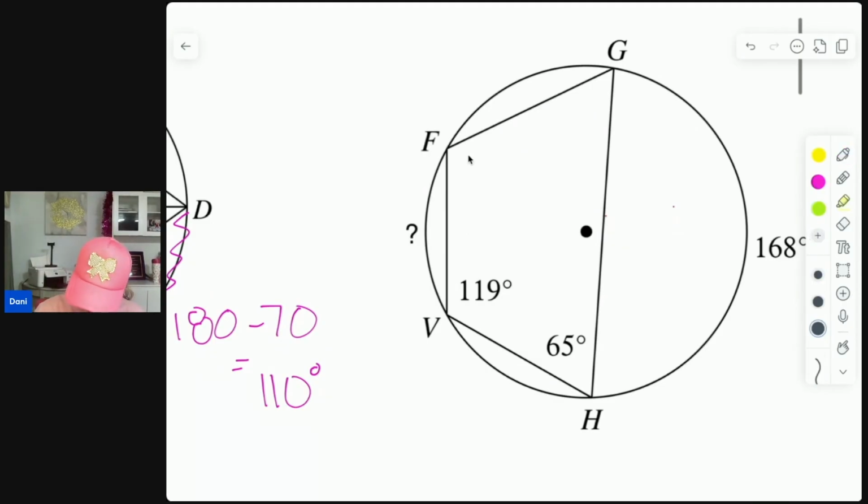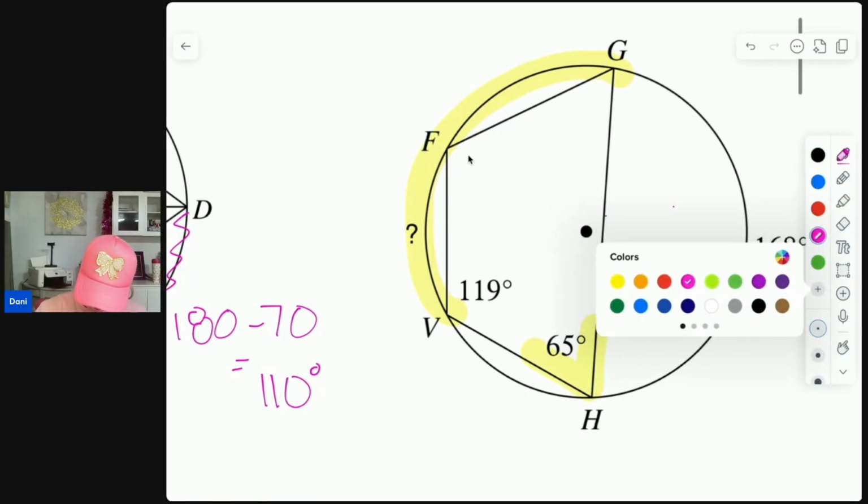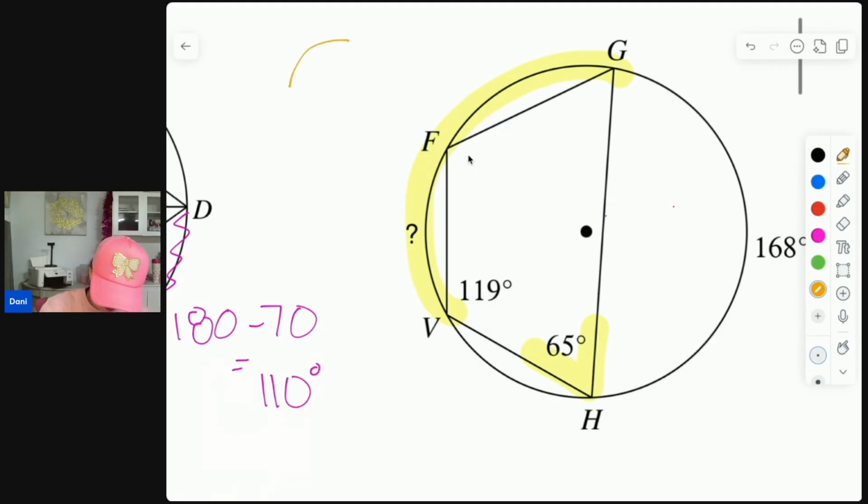Okay. Let me get some highlighters going here. All right. This angle is 65 degrees, and its intercepted arc is arc VFG. So arc VFG, I cannot wait till my Apple Pencil comes in. Oh my goodness. Is 65 times 2, which is 130 degrees.